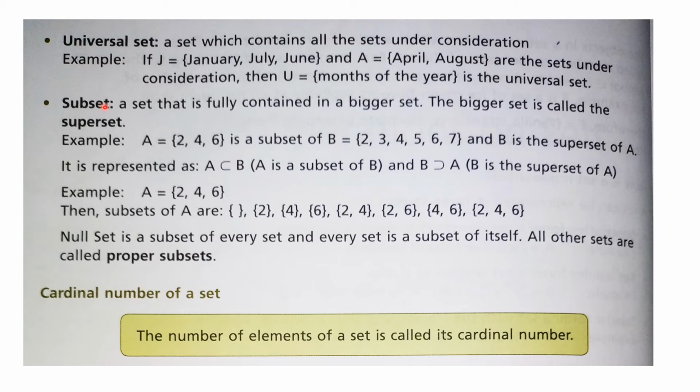And subset: if all the elements of set A are present in set B, then set A is a subset of set B, and it is represented as this. It means that all the elements of A are present in set B, and then B is a superset of A, and we write superset as this. And these are some examples of writing subsets which we have already done.